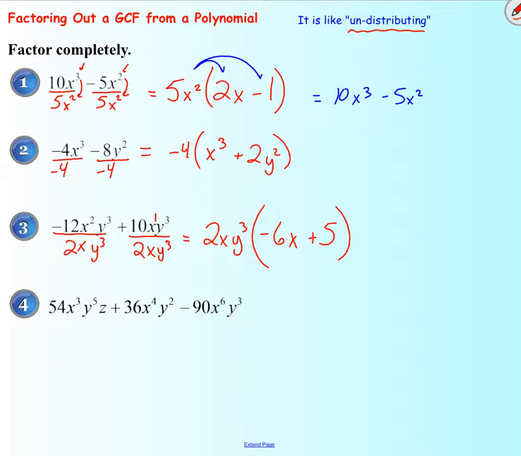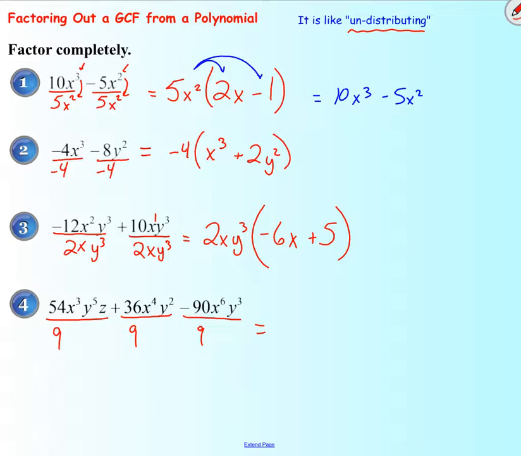Last one here, lots of terms, lots of variables. Bigger numbers, let's see if we can get this here. 54, 36, and 90. At first glance, you might think, oh, I can divide all of those by 9, which is true. You can divide every single one by 9. Here's the problem with doing 9 though. If you think about 9, and I'll kind of jump ahead here.